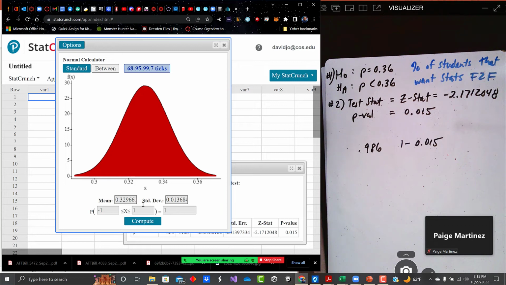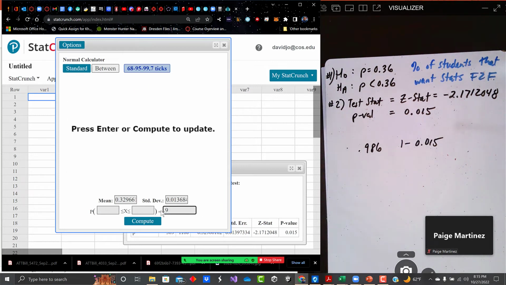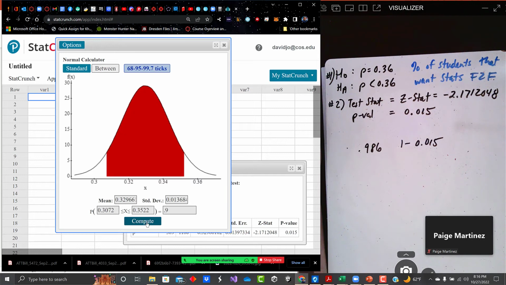Let's do the between. And alpha is 0.05. So I actually want 0.9 because this is a one-sided test. So our 0.36 lies outside of it, so it's rejecting it. That's kind of the tie-in to the normal calculator.